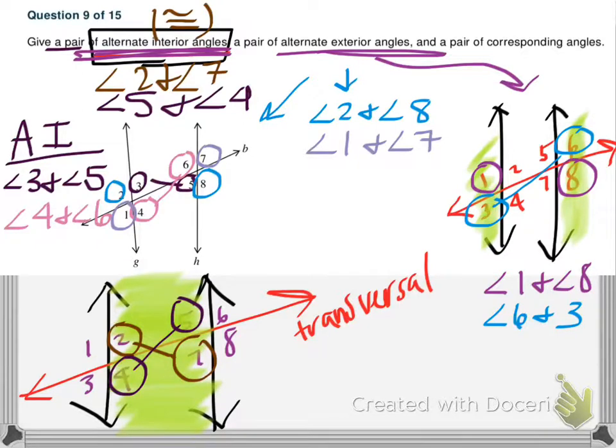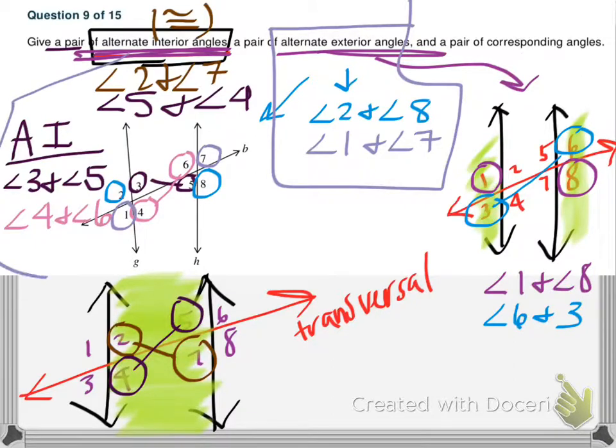Alright, so for the answers you want to give for alternate exterior, you can give one of these pairs. And then for alternate interior, you can give one of these pairs. They're also asking for corresponding angles, which we'll do in the next example.